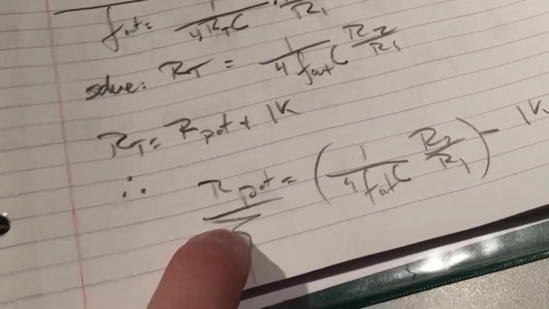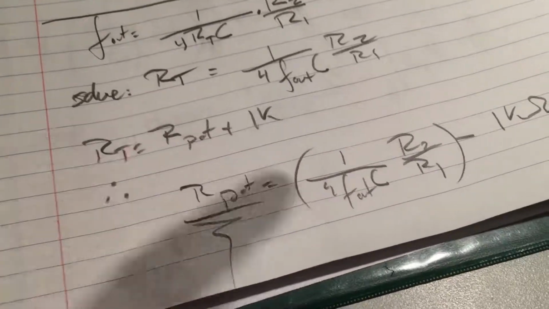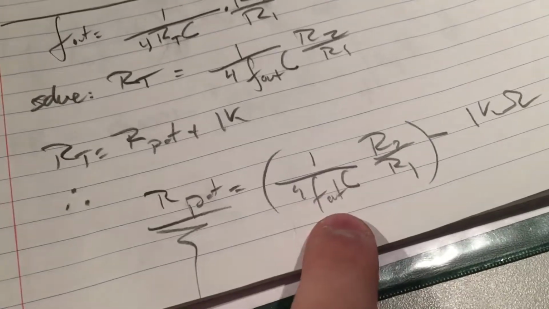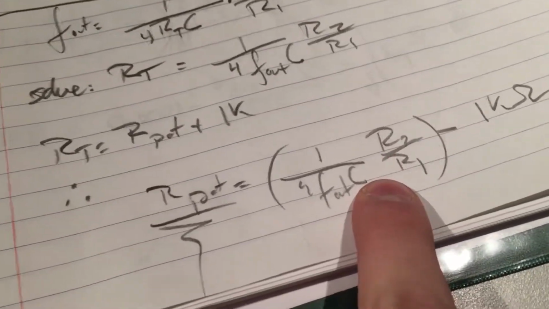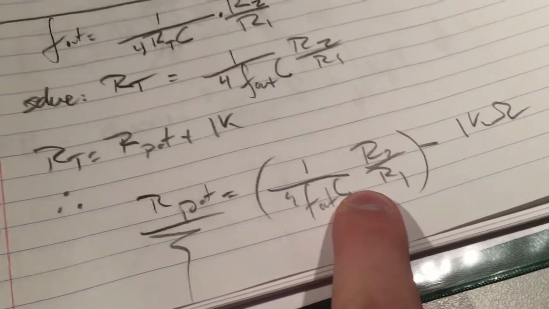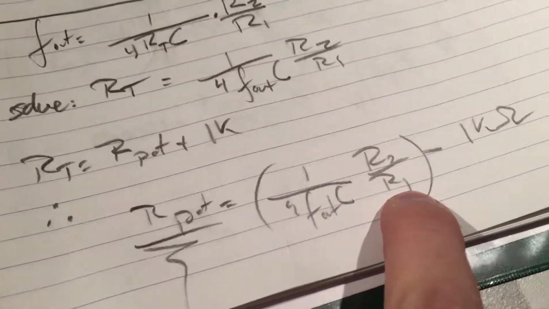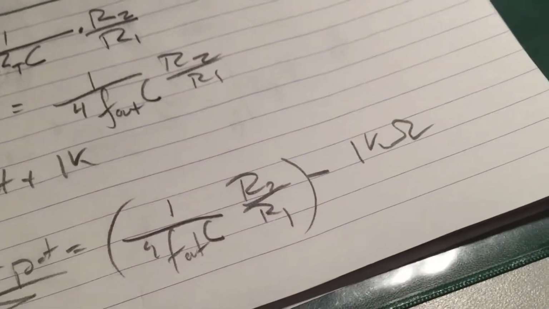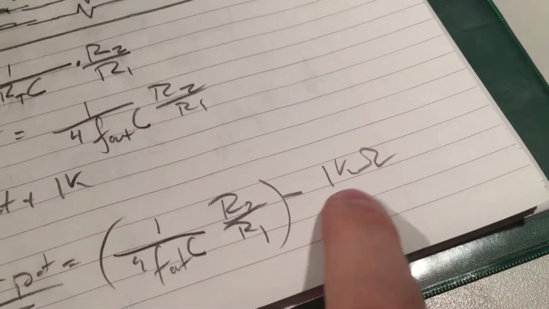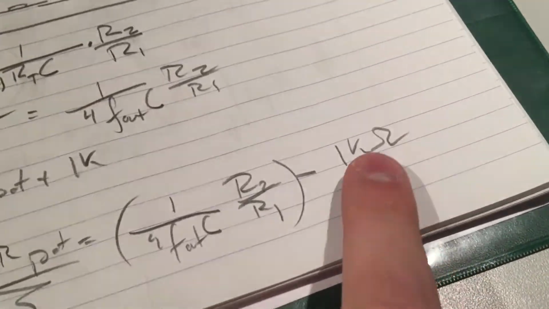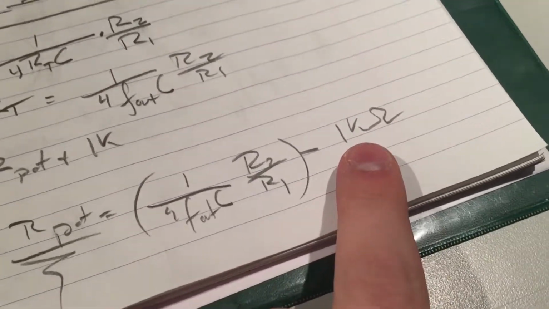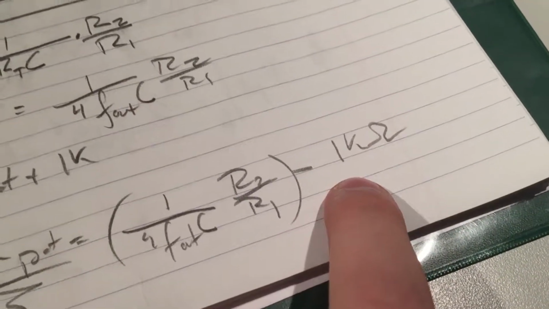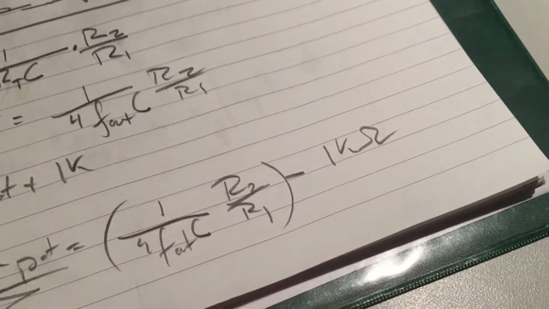The resistance of the potentiometer for each respective stage or button equaled 1/4 times the desired frequency out times our capacitance, which was fixed at 1 microfarad, times the ratio of R2 over R1, which was also fixed, minus the 1 kilo ohm resistor, which was in series with our potentiometers so that we did not have a value of 0 ohms feeding into the rightmost operational amplifier.